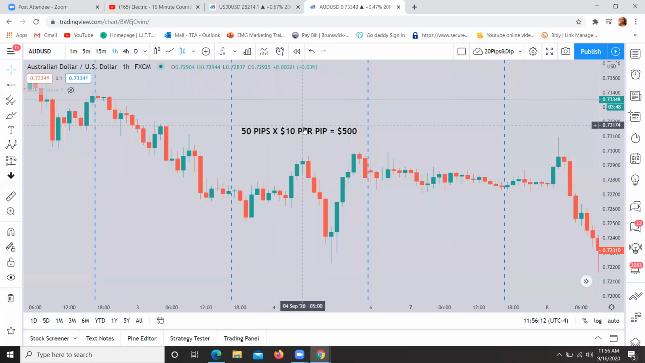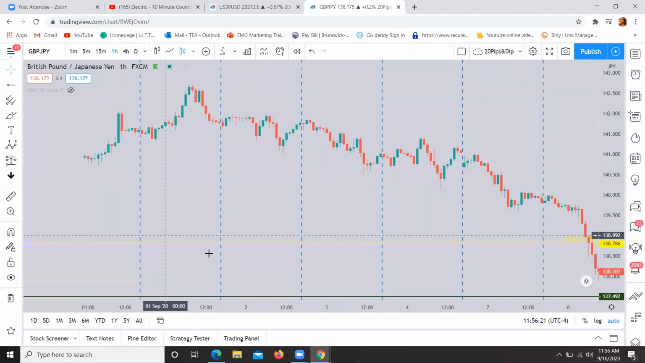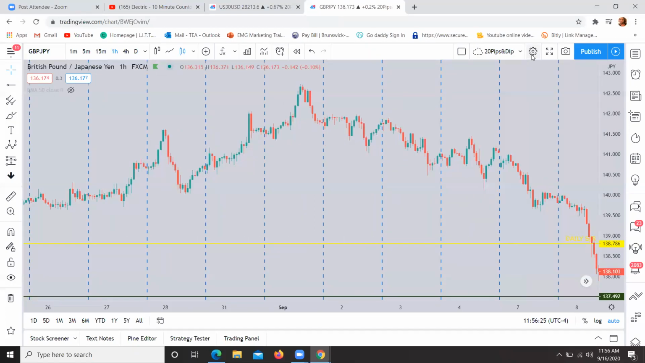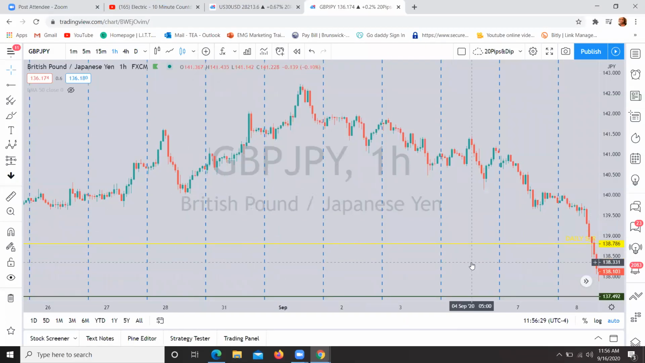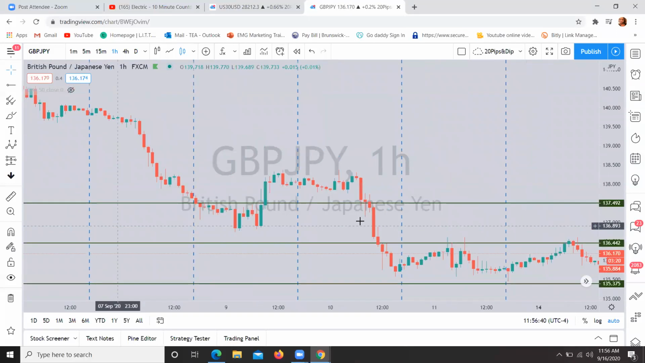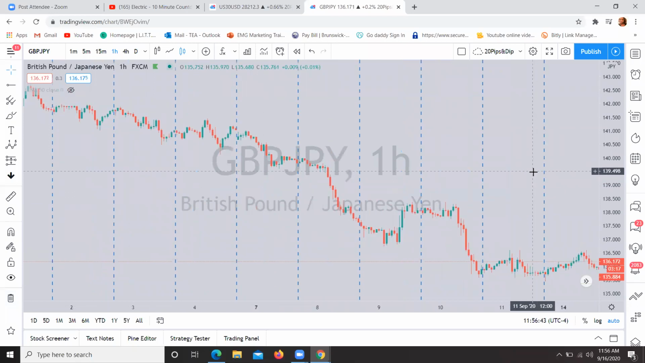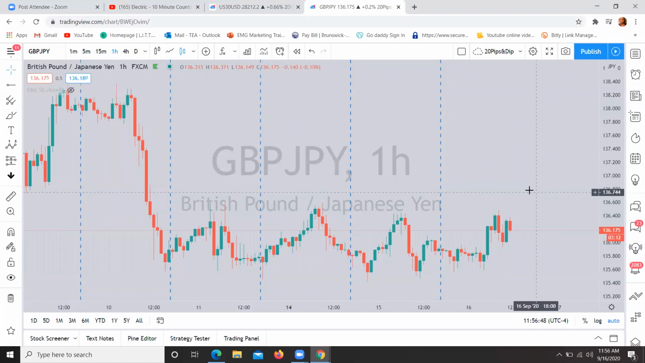Okay? Let me go back again. Let me show you something a little bit more volatile. Okay, this is something that you wouldn't be trading as a newbie. Let me put the watermark up in the background so you can see it. The British pound over the Japanese yen. Okay, let me show you again. This is the British pound over the Japanese yen. When would you be trading this?